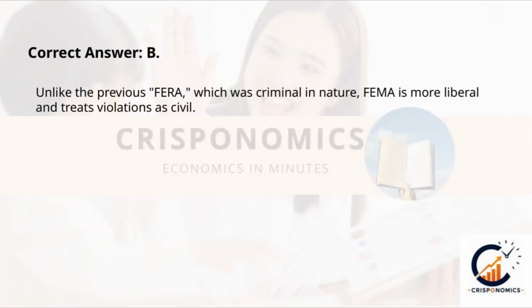Here, we're looking at the difference between two agencies that sound similar but operate very differently. FERA dealt with criminal matters. It was strict, with serious consequences. FEMA, on the other hand, takes a more liberal approach. It treats violations as civil issues, focusing on resolution rather than punishment. This distinction is key to understanding how each agency functions and why their approaches matter. The correct answer here is B.